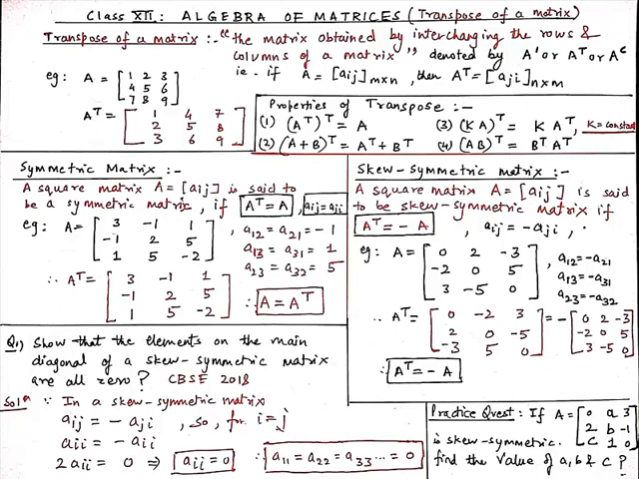Now based on skew symmetric matrix, we'll do one question which was asked in CBSE 2018 board examination. So our question is, show that the elements on the main diagonal of a skew symmetric matrix are all 0. Means we have to show that all the elements in the main diagonal of a skew symmetric matrix are 0. So we know that in a skew symmetric matrix, aij is always equal to minus of aji. So when we substitute i is equal to j, we get aii is equal to minus of aii. So on shifting minus aii towards LHS, we get twice of aii which is equal to 0. And from here we can say that aii is equal to 0. So for all i, we get a11 equal to a22 equal to a33, this is equal to 0.